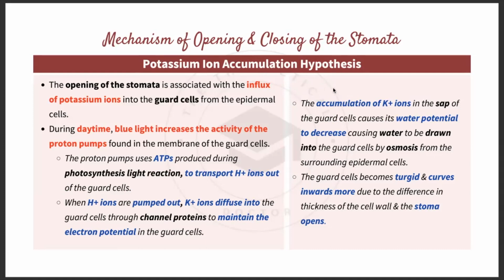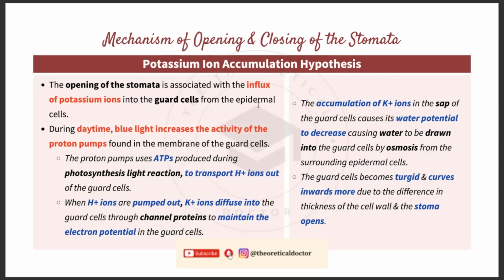I will talk about the potassium ion accumulation hypothesis first. The opening of the stomata is associated with the influx of potassium ions into the guard cells from the epidermal cells. During daytime, blue light increases the activity of the proton pumps found in the membrane of the guard cells. These proton pumps use ATP produced during the photosynthesis light reaction to transport hydrogen ions out of the guard cells.